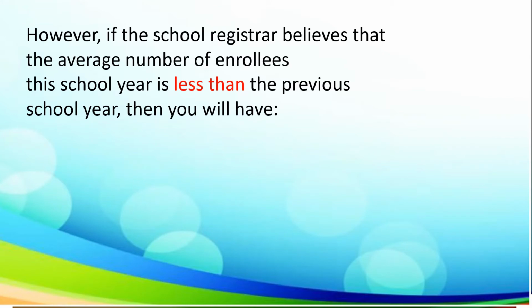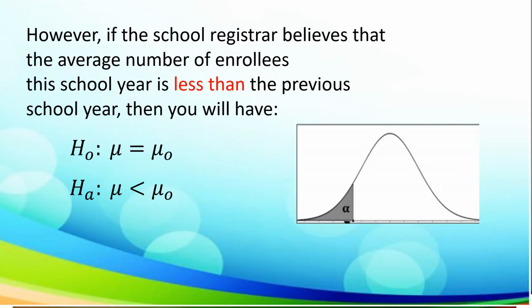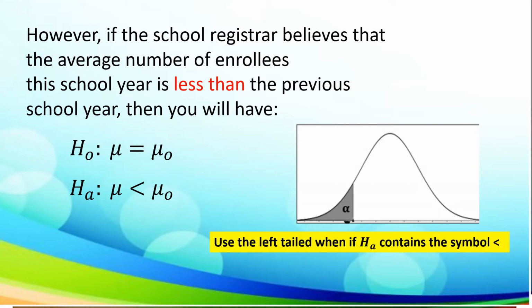However, if the school registrar believes that the average number of enrollees this school year is less than the previous school year, then you will have the null hypothesis, which is mu is equal to mu sub 0, and its alternative hypothesis, which is mu is less than mu sub 0. Observe the word which is highlighted in red font, less than. To illustrate this in a given figure, we observe that the tail which is shaded is on its left side. Use the left tail when the alternative hypothesis contains the symbol less than.